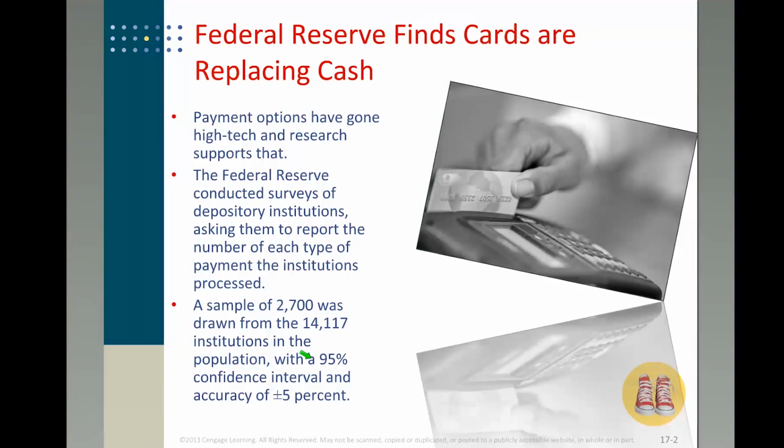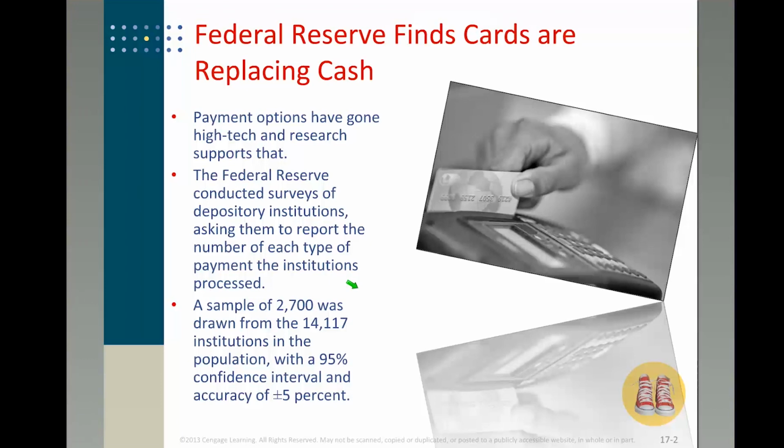So now let's think about it. There are 14,117 institutions in the United States, and apparently, the Federal Reserve cannot and will not survey every institution. But if they want to sample these institutions, how many observations should they take? In addition, how can they ensure that they have enough observations in the sample so that the results are accurate enough, so their results would represent the whole population?